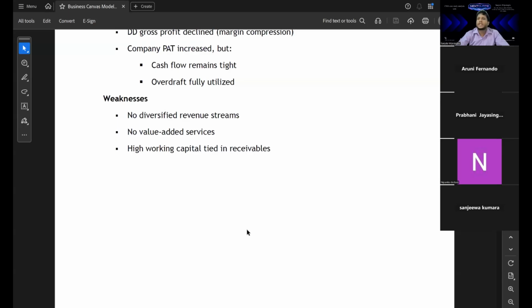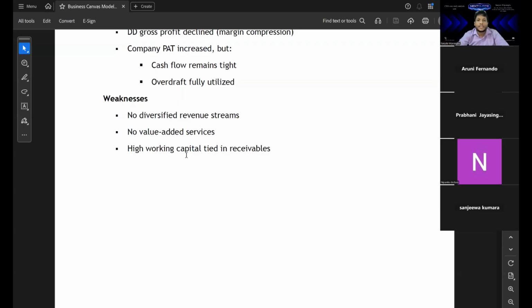No value added services. I told you that one when you are going for fishery, then you need to maintain frozen storage as well. Perishable items, right? Then you need to have a separate vehicle to transport them, a separate warehouse facility to store them in your business. You need to focus on that. That is the place where you are going to give value to them, right?